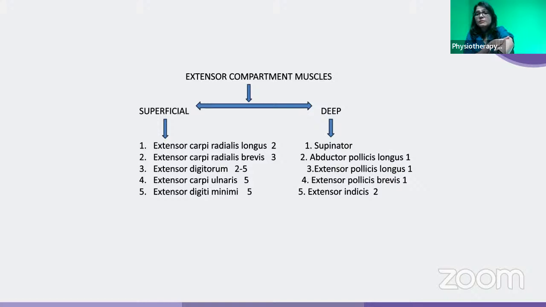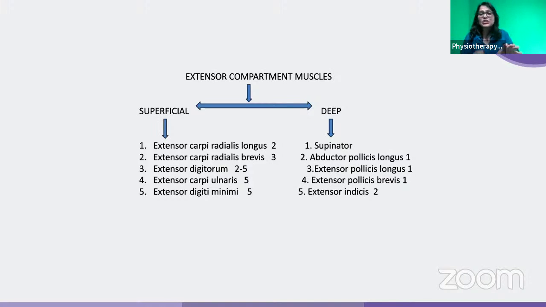Radialis longus and brevis are taking the origin from the posterior aspect of radius. This is radius and ulna. They are getting inserted into the second metacarpal. So first, longus is getting inserted into second metacarpal and brevis is getting inserted into the third metacarpal. That is this metacarpal, this metacarpal.